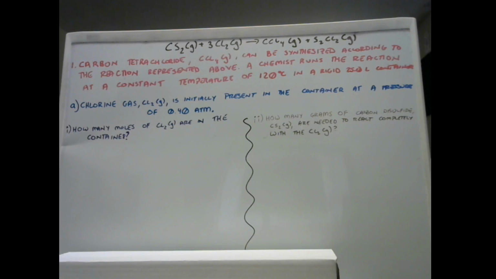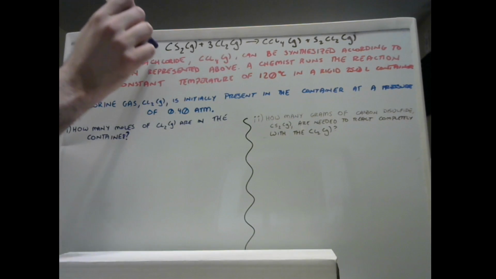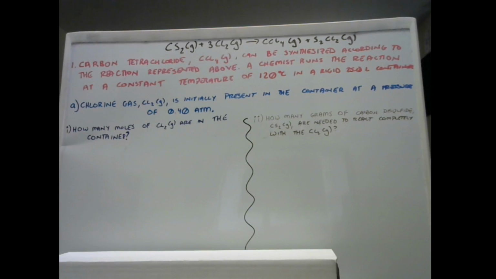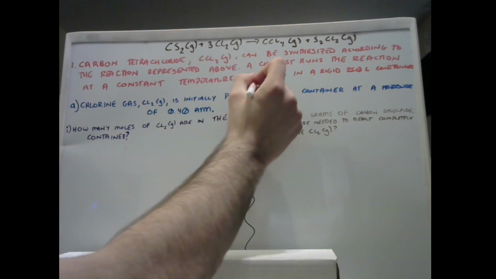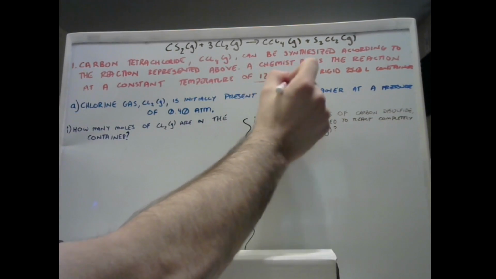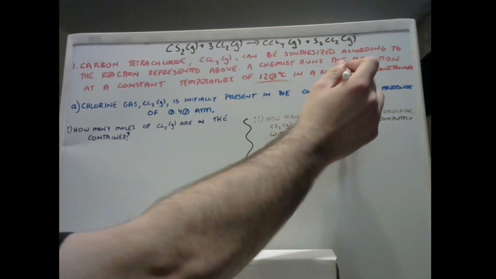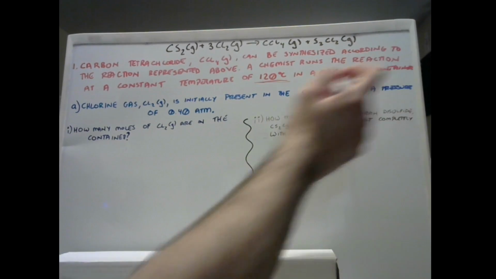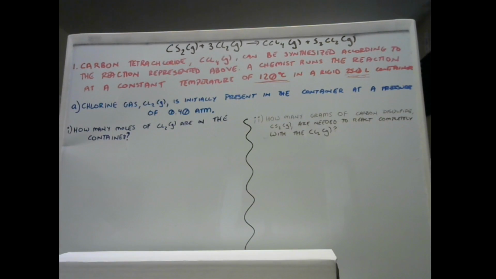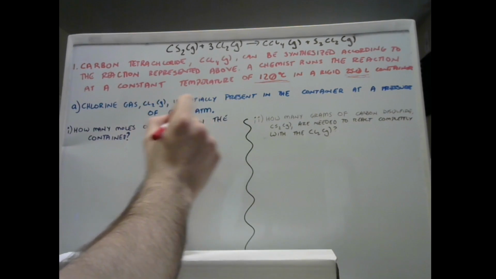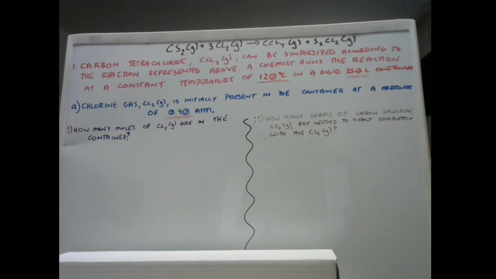It starts with a header text that says carbon tetrachloride, CCl4 gas, can be synthesized according to the reaction represented above. A chemist runs the reaction at a constant temperature of 120 degrees Celsius in a rigid 25.0 liter container. Chlorine gas, Cl2 gas, is initially present in the container at a pressure of 0.40 atmospheres. How many moles of Cl2 gas are in the container?